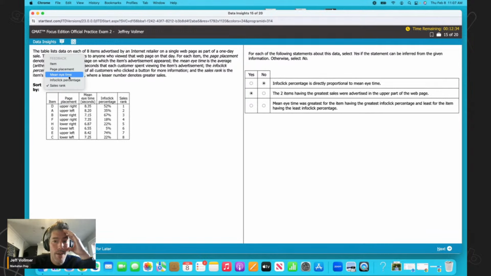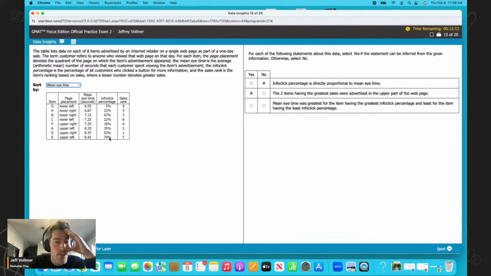Mean eye time was greatest for the item having the greatest info click percentage and least for the item having the least info click percentage. Sort by mean eye time. All right, so mean eye time was greatest. 6 point. Why didn't this sort right? Mean eye time. Oh, idiot alert. Sorted from least to greatest. 8.42.